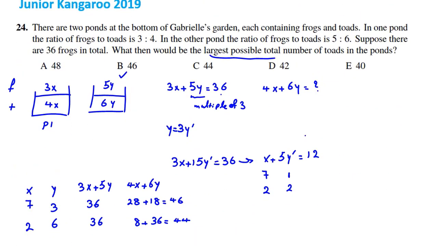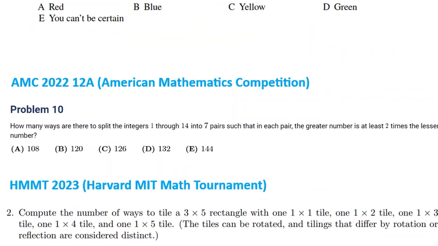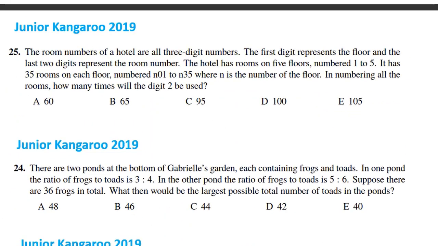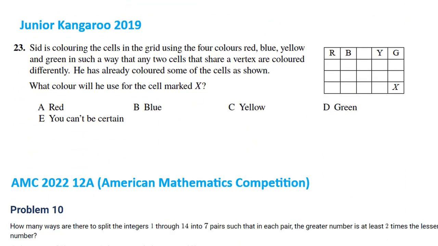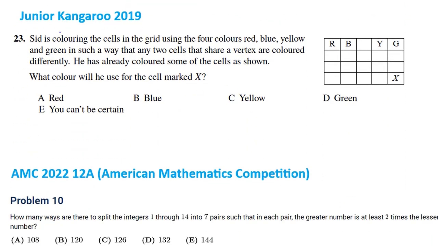Okay, here again, we've considered ratios, and we've considered two cases. Again, a casework problem. As you can see, casework is so useful in Junior Kangaroo and also for other exams. So it was problem 24, let's solve 23. These are the last problems, meaning the hardest problems of Junior Kangaroo.